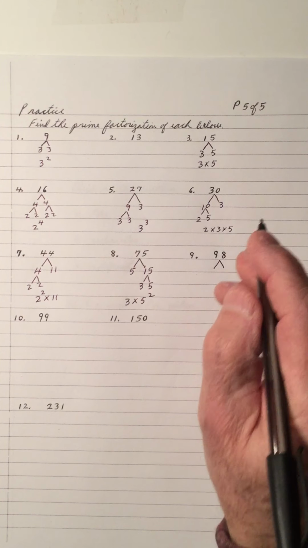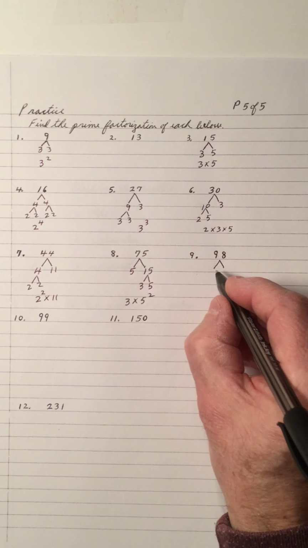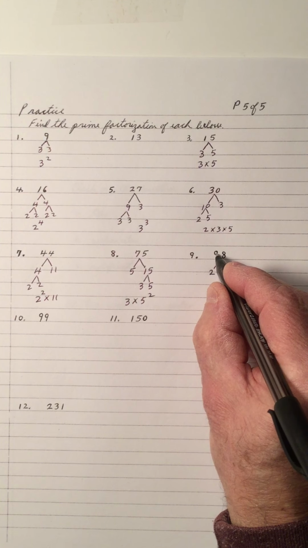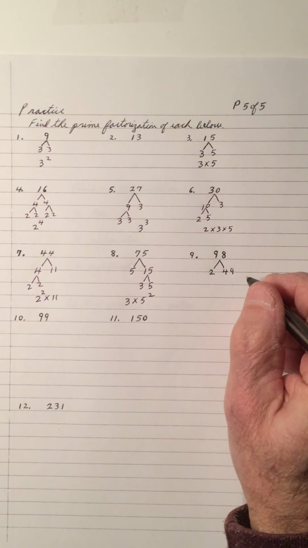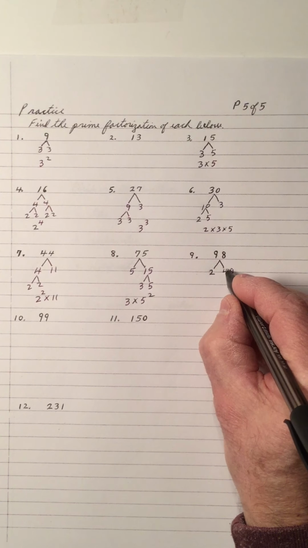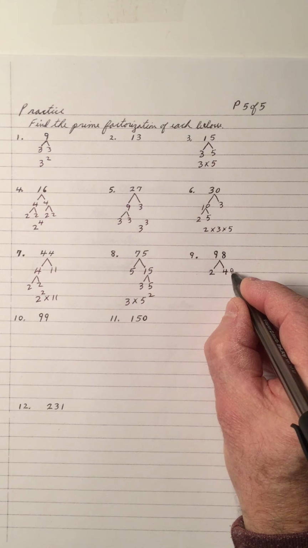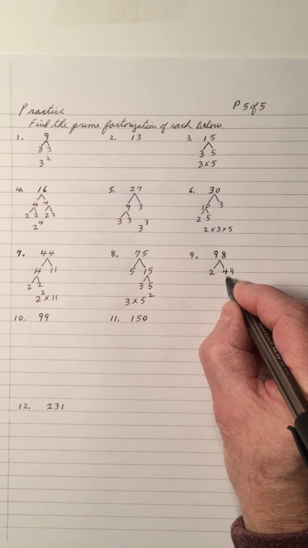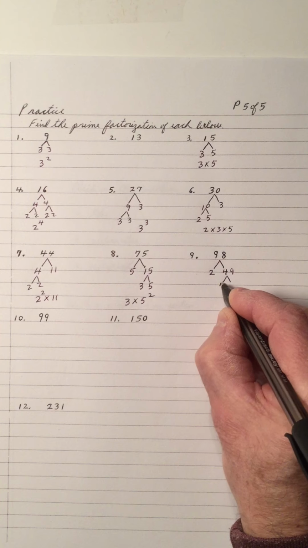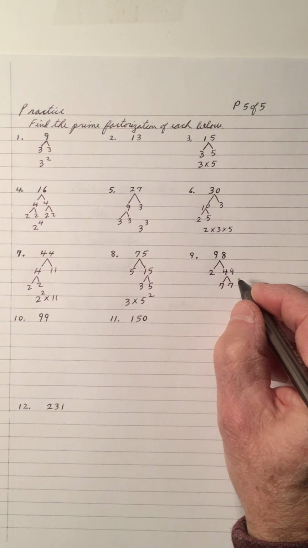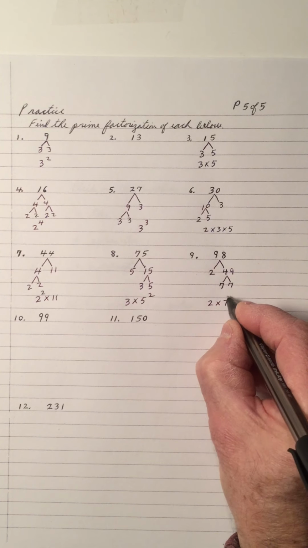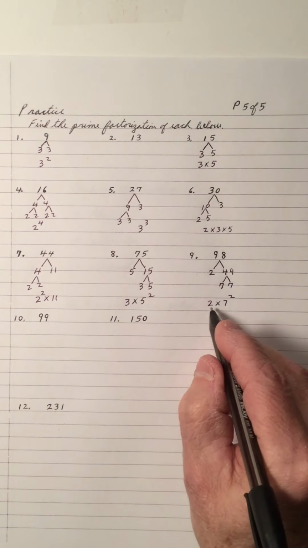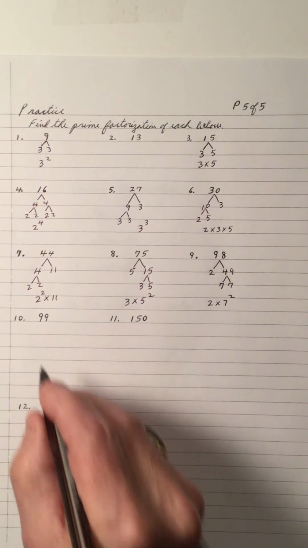98, I can't get it right away. I think it's even, so I'll go with a 2. 2 divided into 98 is 49. Now you wouldn't have picked up 49 right away, but you would have picked up that it's even. And 49 is not even, so not 2. Can't divide by 2, can't divide by 3, can't divide by 5. And we try a 7, and we discover that 49 is 7 squared. So we have 1 2, and 2 7s. 2 times 7 squared is the factorization.